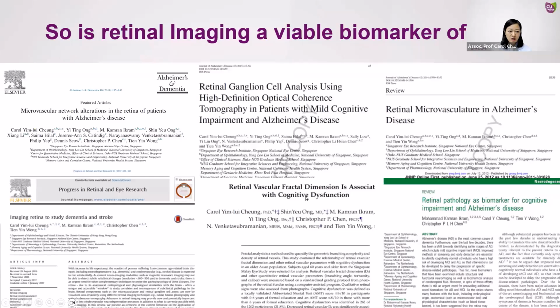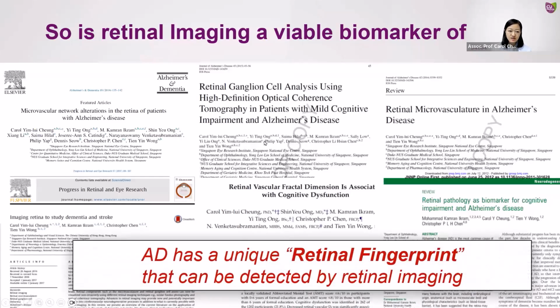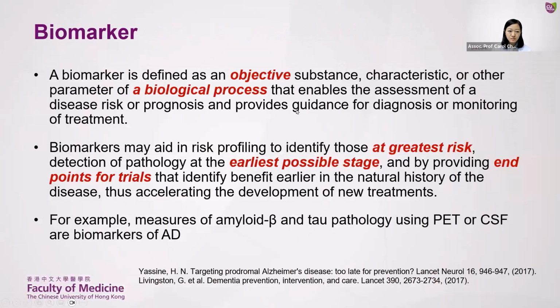So these studies provide evidence to support the concept that changes in retinal neuronal structure as well as in retinal vasculature may reflect similar pathophysiological processes in the cerebral circulation and neurons in AD. And AD has a unique retinal fingerprint that can be detected by retinal imaging. But is retinal imaging a viable biomarker for AD?